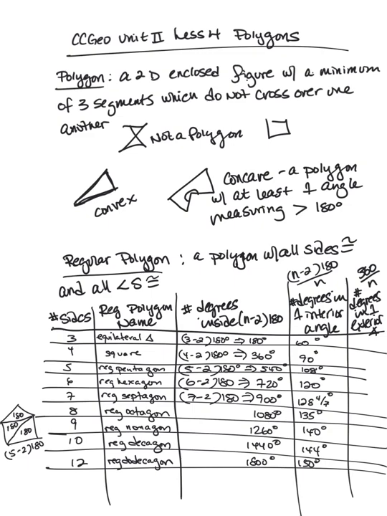Okay, the number of degrees in one exterior angle. So you would divide by n, okay? N is the number of sides, guys. So you would do 360 divided by n, so this is 120, and I have 90, 72, 60. Okay, ugly number. 45 degrees, 40 degrees, 36 degrees, and 30 degrees.